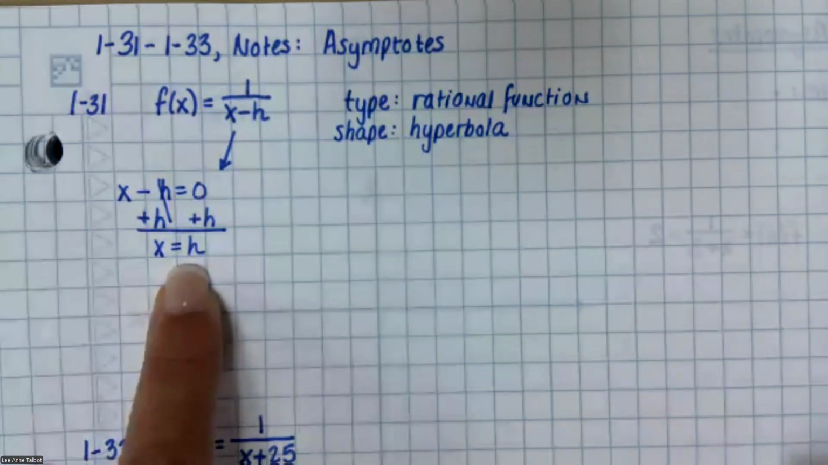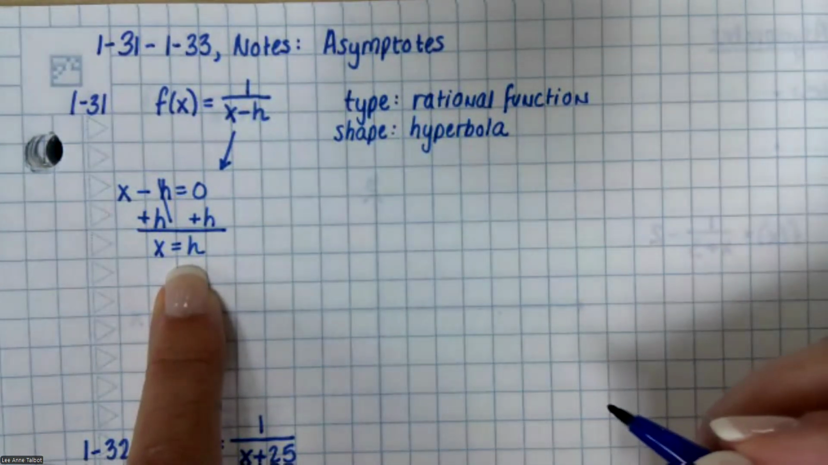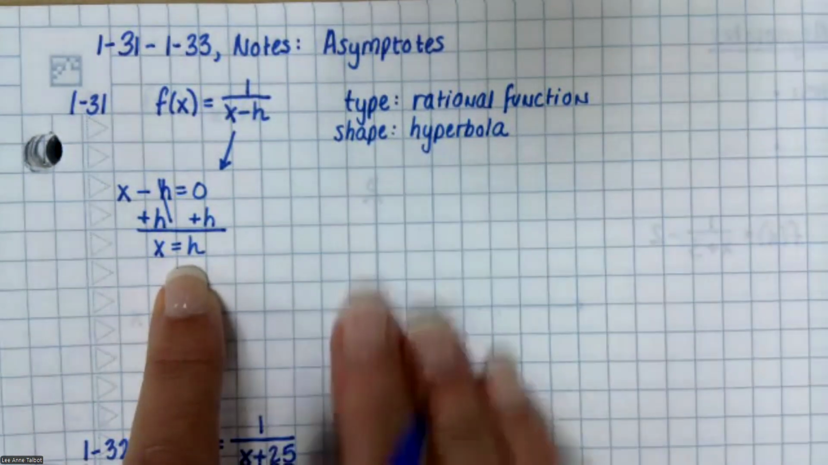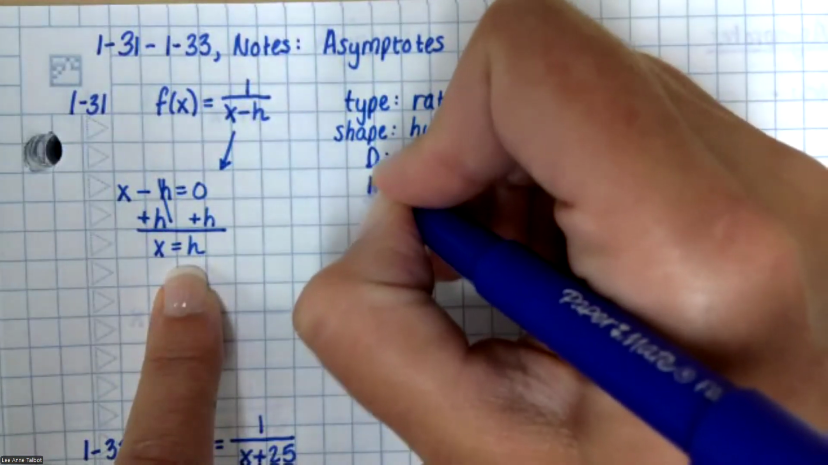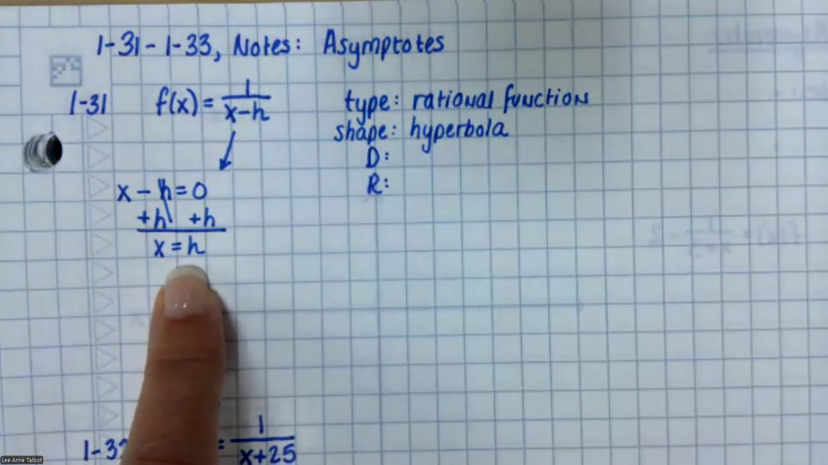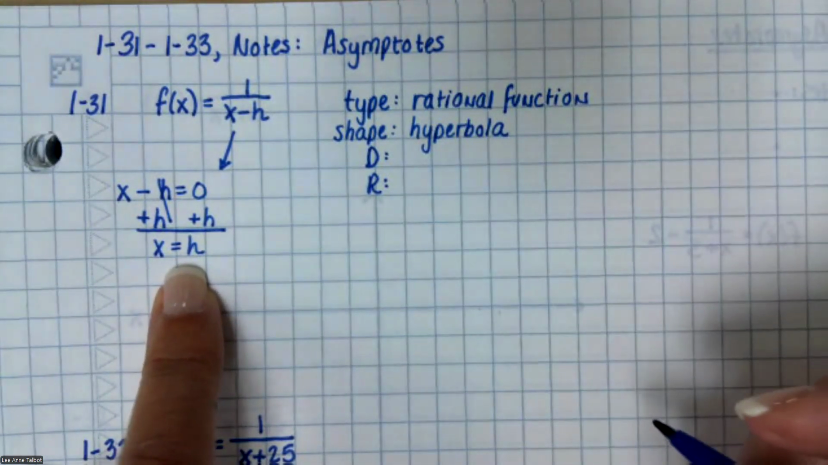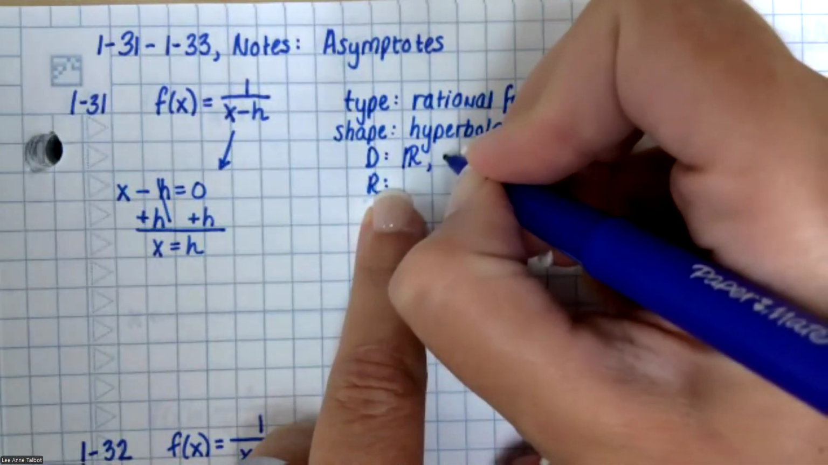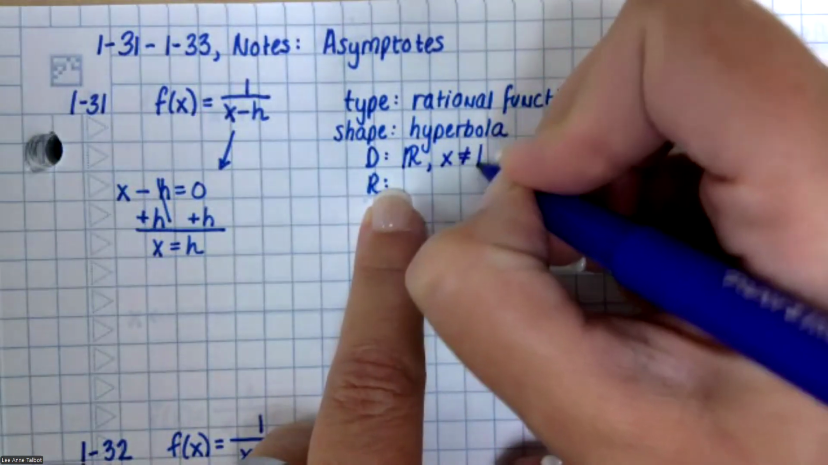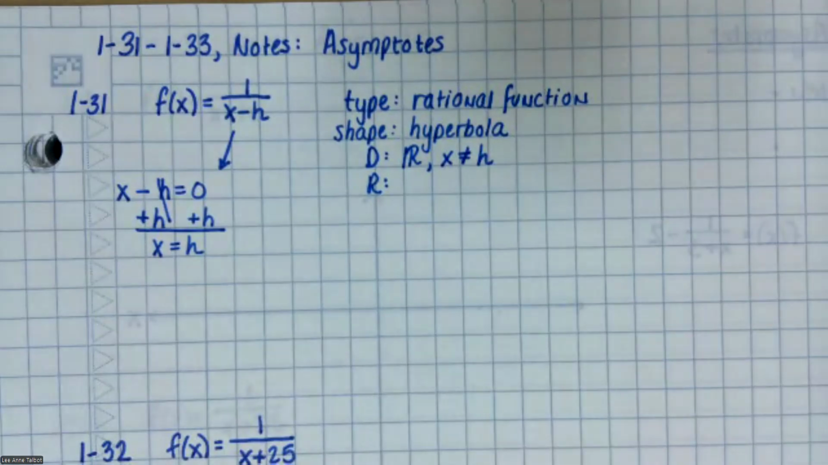Okay, this little fact right here is going to help us figure out all of the rest of the description. So the next thing that we do is domain and range. For these graphs, the domain is all real numbers except x will not be h. And you guys remember why x cannot be h? Yeah, it's going to be divide by 0, which is not okay.